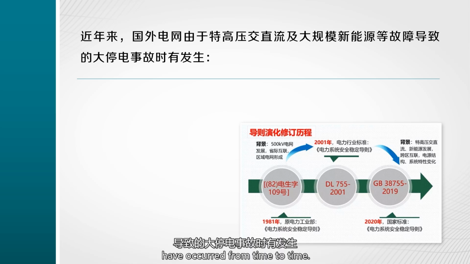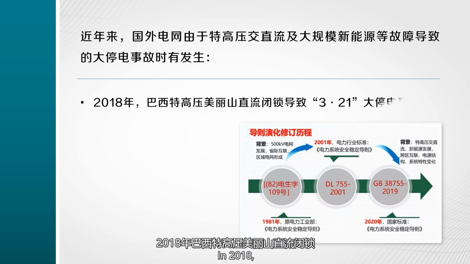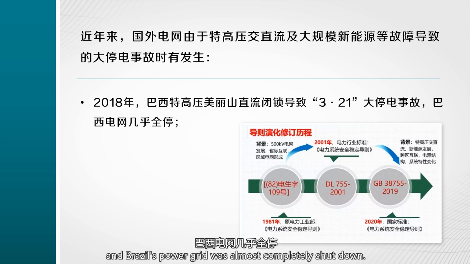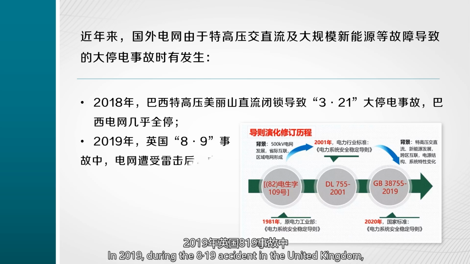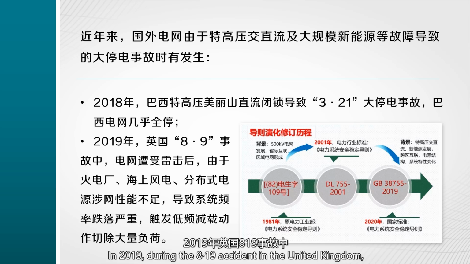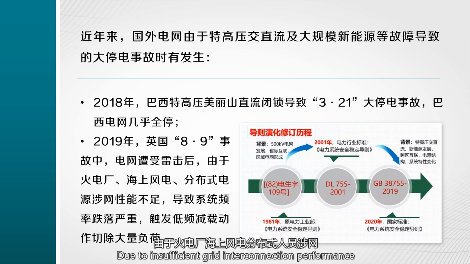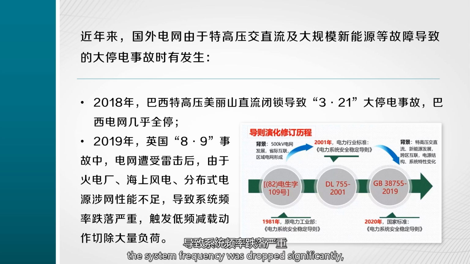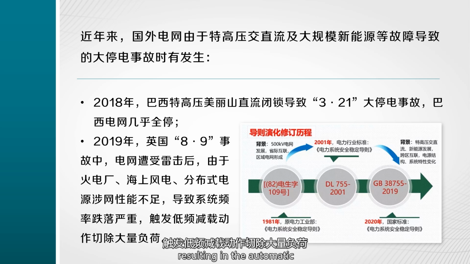In recent years, large power outages caused by ultra-high voltage AC/DC and large-scale new energy failures in foreign power grids have occurred from time to time. In 2018, the blocking of the ultra-high voltage direct current in Brazil led to a massive power outage, and Brazil's power grid was almost completely shut down. In 2019, during the August 9 accident in the United Kingdom, the power grid was struck by lightning, and insufficient grid connection performance at both coal-fired power plants and distributed offshore wind farms caused the system frequency to drop significantly, which in turn activated the low-frequency load-shedding mechanism, resulting in the automatic disconnection of a substantial amount of electrical load.